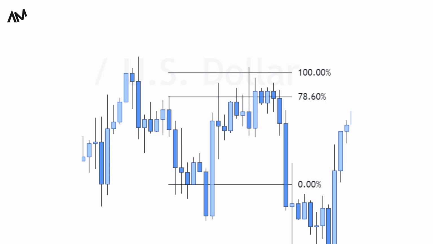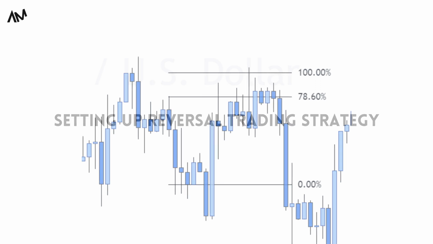These levels, based on Fibonacci ratios, indicate potential areas of support and resistance where price is likely to retrace after a significant move. In this trading setup, retracement levels serve to confirm the validity of the double top or bottom pattern and identify potential entry points for trades. Allow me to guide you through the process of setting up a reversal trading strategy, step by step.